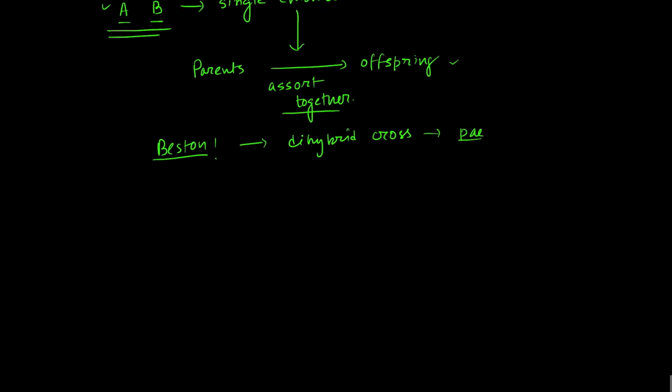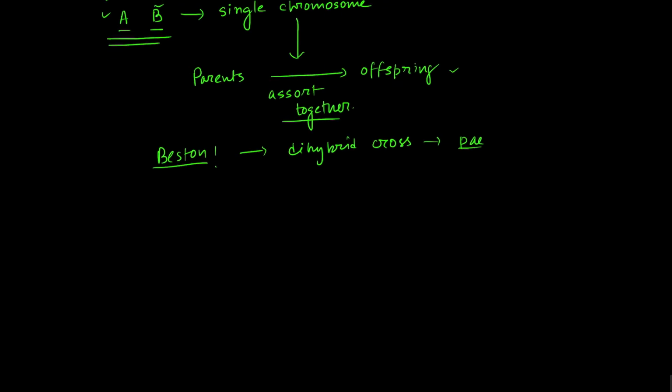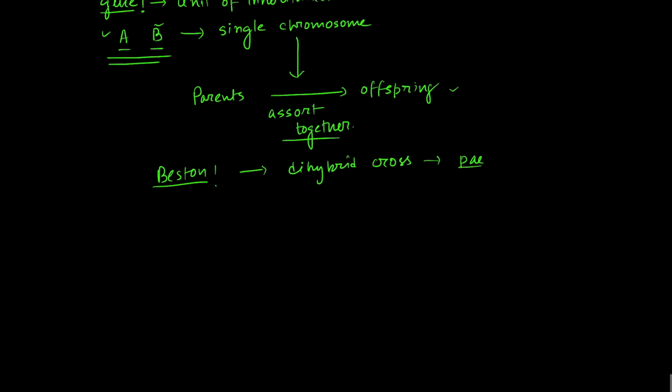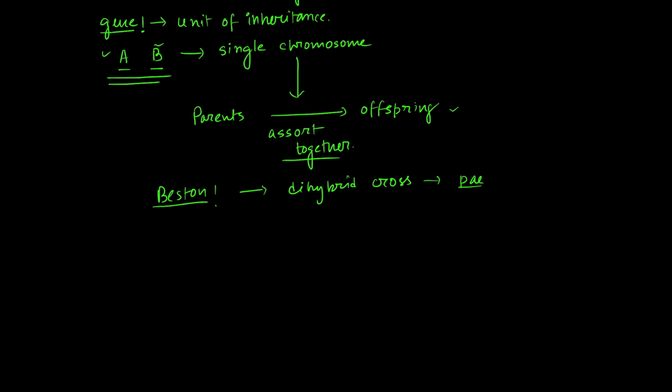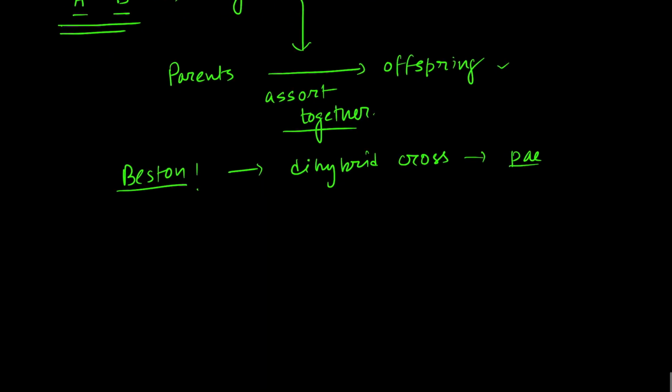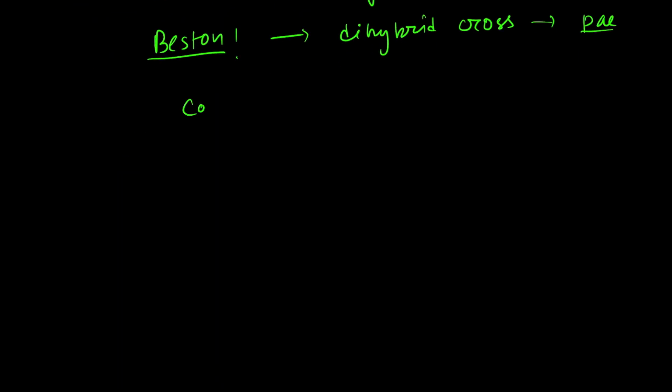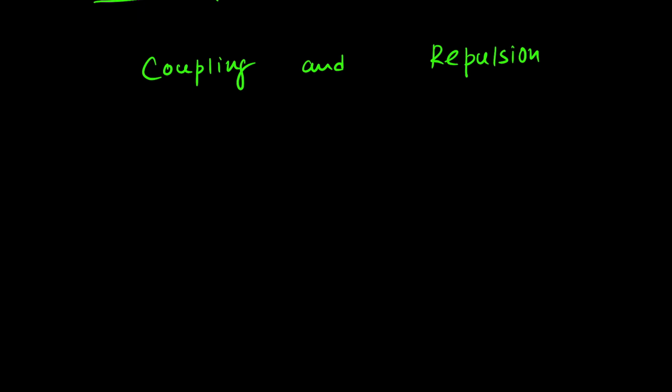Based on that, he concluded that genes on a particular chromosome can have an arrangement of two types, which he coined as coupling and repulsion. So what happens during coupling and repulsion? Let me quickly draw this.